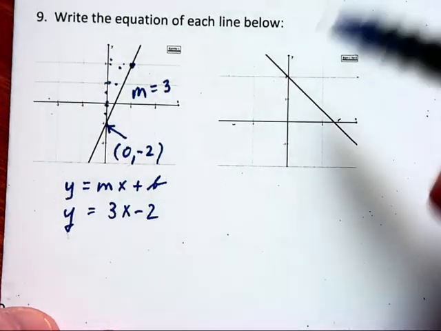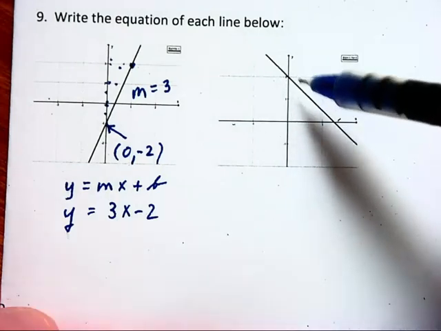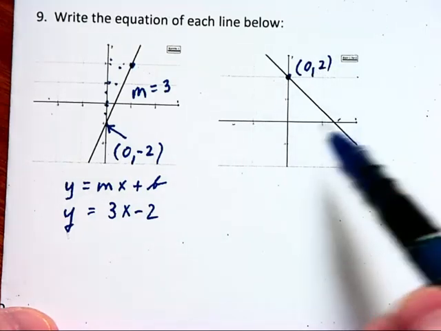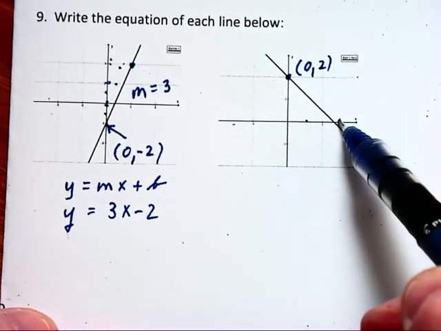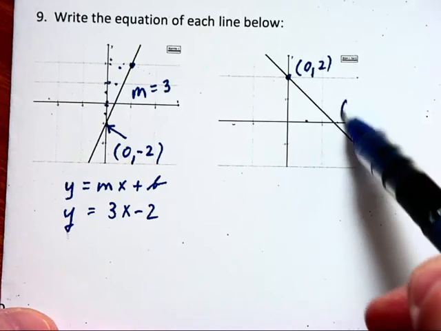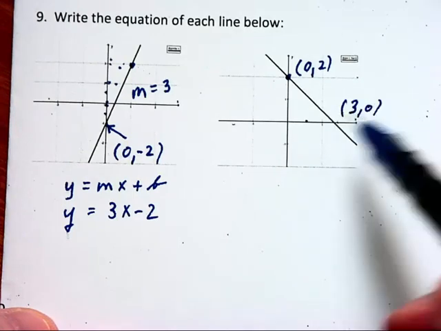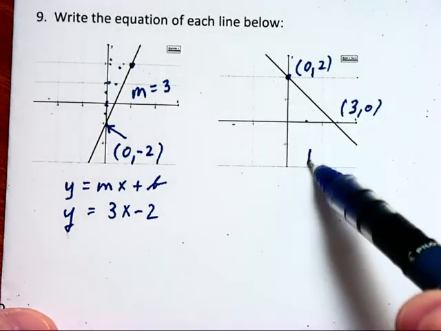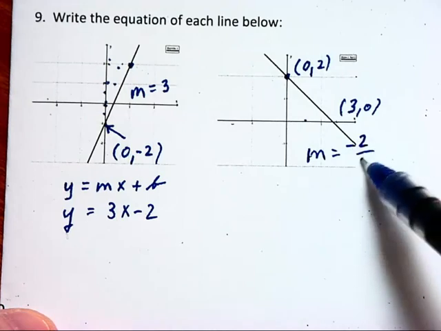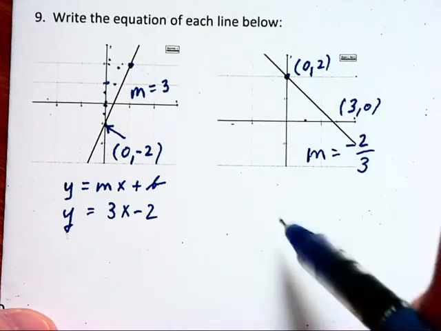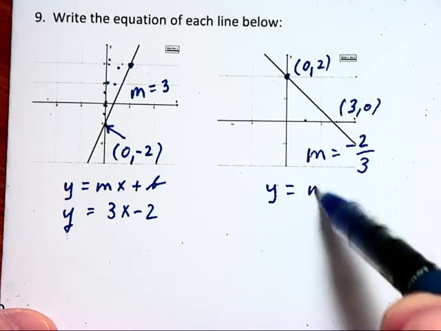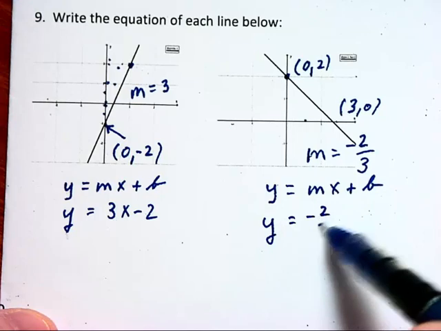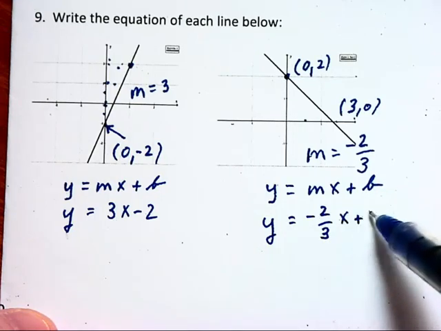In this next equation, I have a y-intercept which looks to be at 0, 2. And here I have 1, 2, 3 as an x-intercept, if I wanted to write it that way, 3, 0. But I can see I've gone down 2 units and over 3. So I'm going to write a slope of negative 2/3. I don't really need the x-intercept. If I'm going to go with y equals mx plus b again, I'm going to have y is equal to negative 2/3 x plus 2.